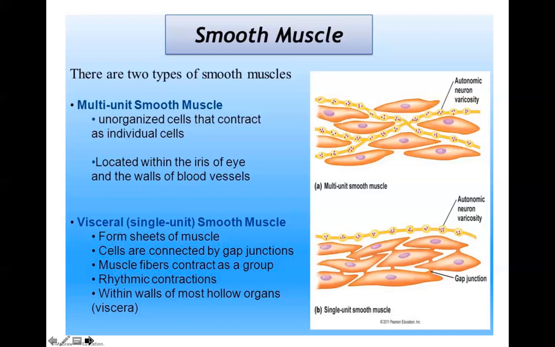Because individual fibers contract when they're stimulated by a neuron. One fiber doesn't affect another fiber. So multi-unit is found in the iris of the eye, walls of blood vessels, almost no connection between cells. Cells are acting as independent entities. And single unit found within the digestive system, anywhere that cells need to contract together. They have lots of gap junctions, and cells are acting as one single entity.